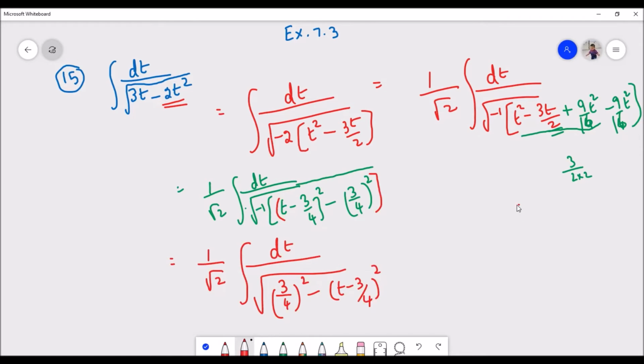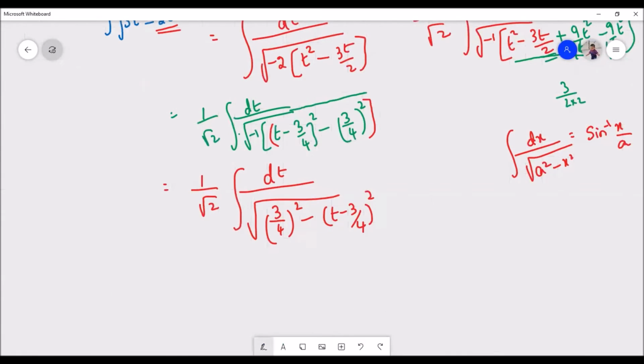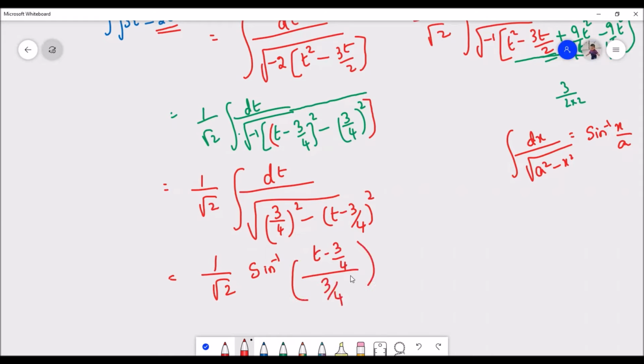Now this is the formula of integration of dx divided by root over a square minus x square, which is sine inverse of x by a. So using that formula, let us write this given question. So how will we get this one? This is sine inverse of x by a, so now 1 by root 2. In the place of a, we are having 3 by 4, and in the place of x, we are having t minus 3 by 4. So directly we can write the answer, sine inverse of t minus 3 by 4 divided by 3 by 4, plus c.